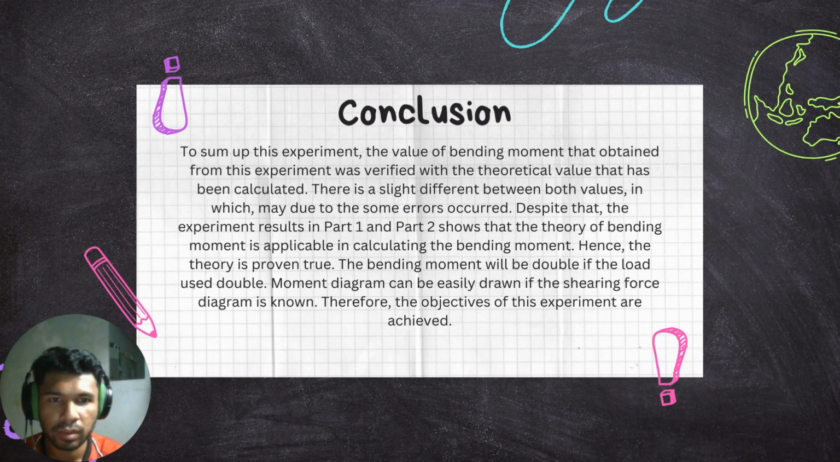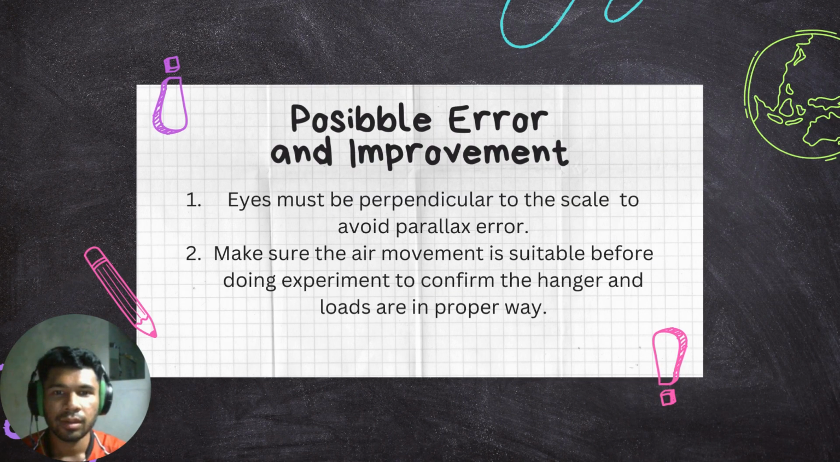The bending moment will be double if the load used is double. Moment diagram can be easily drawn if the shearing force diagram is known. Therefore, the objectives of the experiment are achieved. Possible error and improvement. First, the eye must be perpendicular to the scale to avoid parallax error. Second, make sure the air movement is suitable before doing the experiment to confirm the hanger and load are in proper way.